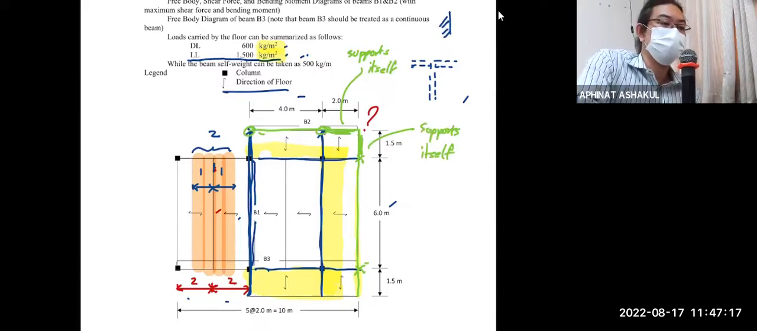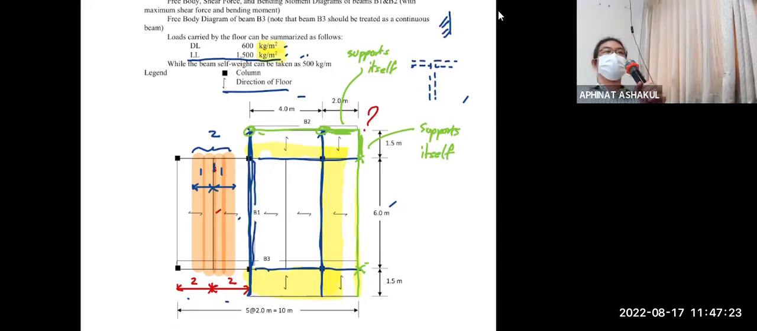So when you draw the free body diagram of the beam, somebody's taking notes, so let's slow down a little bit.